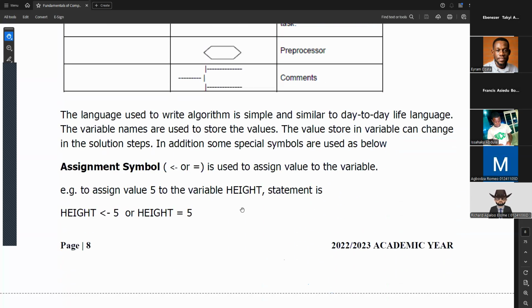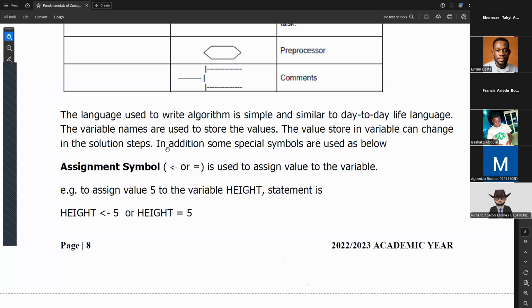Now, the language that is used to write an algorithm is simple. It's similar to our day-to-day life language. It can be English if you speak English, it can be Spanish if you speak Spanish. It's just the simple English language. However, it uses some special symbols and arithmetic symbols to write them.